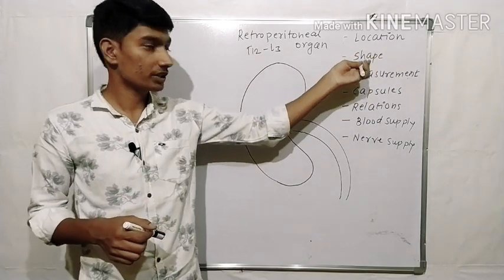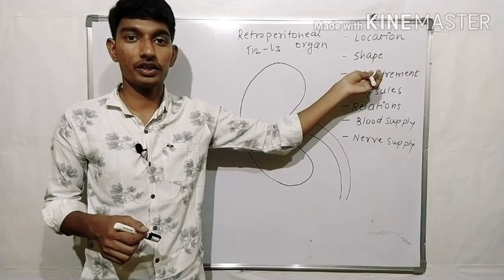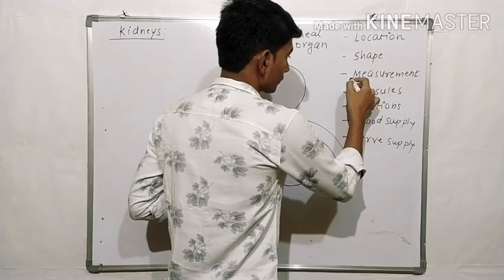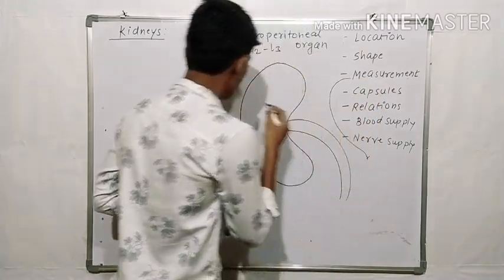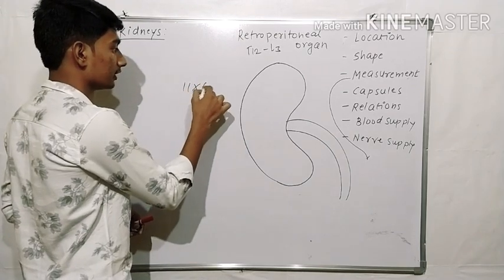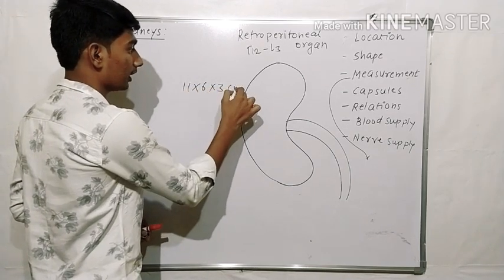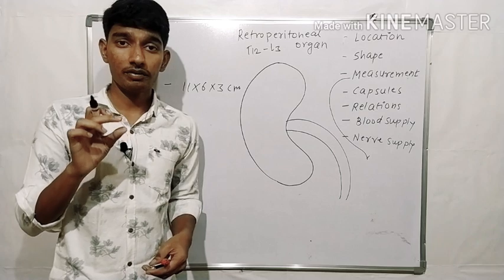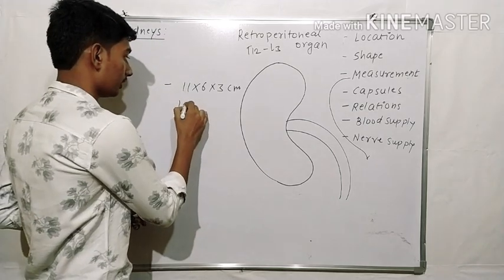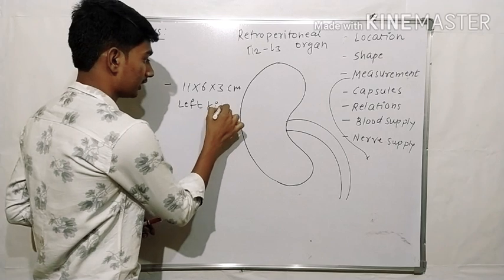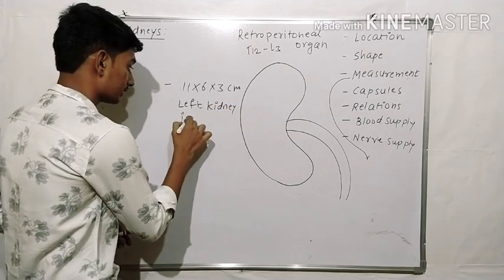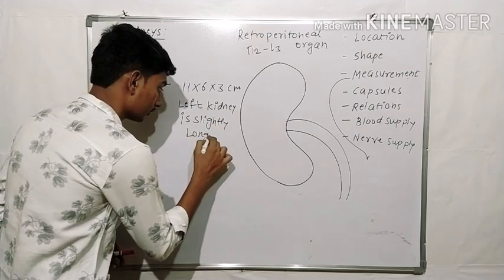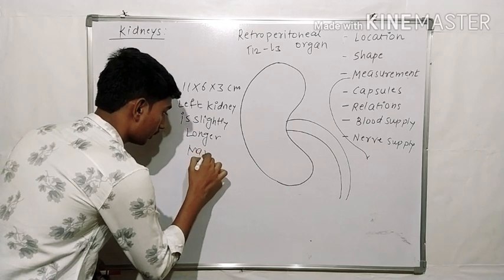Now coming to the shape of the kidney: it is bean shaped. Now the measurement of the kidney is 11 by 6 by 3 centimeters. But the left kidney is slightly longer, and narrower.